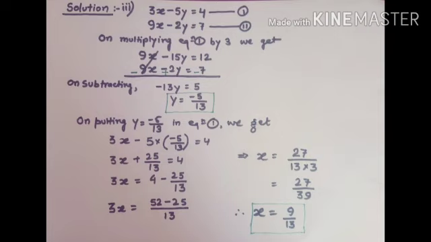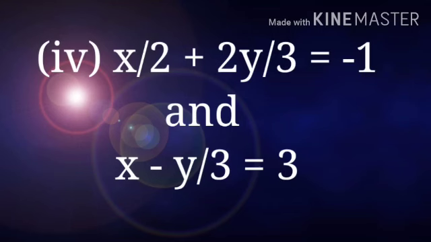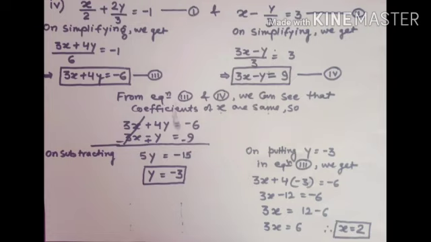You can solve such questions from this exercise like this. Now the number 4 of question number 1. The equation is x by 2 plus 2y by 3 equal to minus 1, and another equation is x minus y by 3 equal to 3. Now we are going to solve this by elimination method. We have equation 1, that is x by 2 plus 2y by 3 equal to minus 1, and the second equation x minus y by 3 equal to 3.